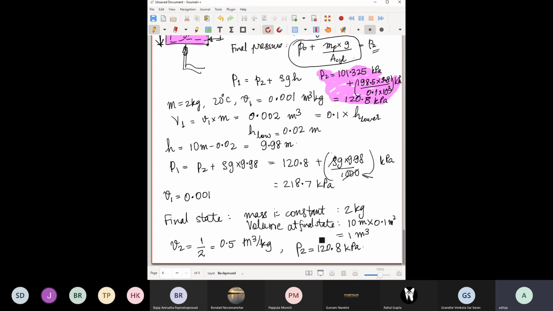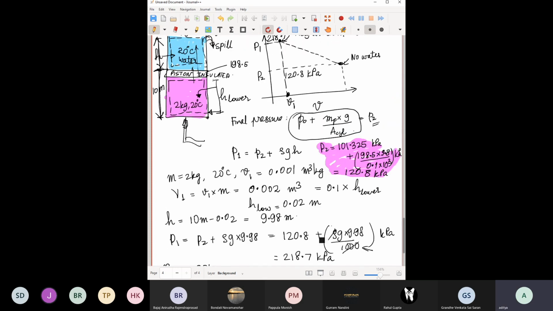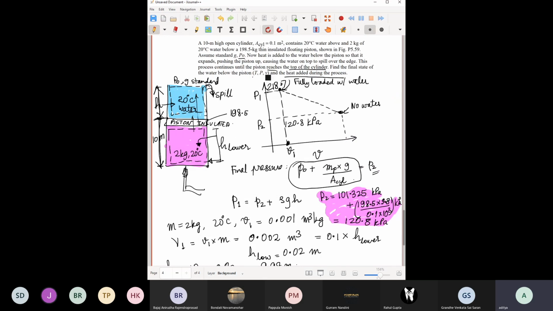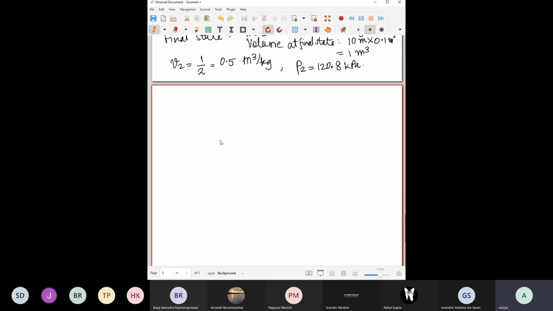So fine, we have completely understood how the process looks in the PV diagram. Why did we even bother to find out what the PV diagram looks like? The reason is, let us write down the first law for the water under the piston as control mass.